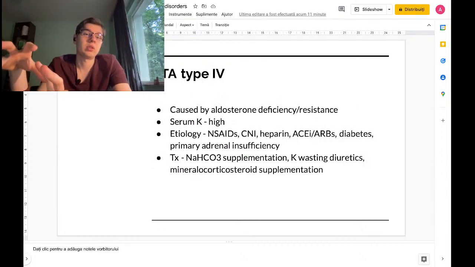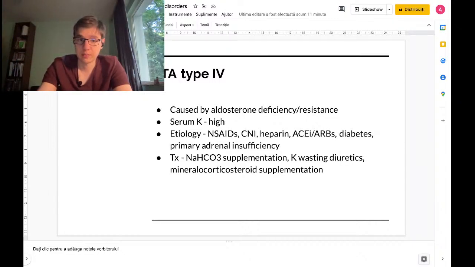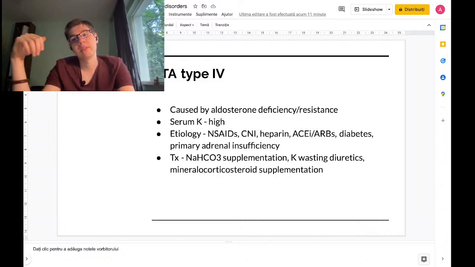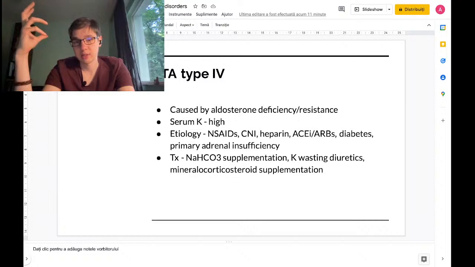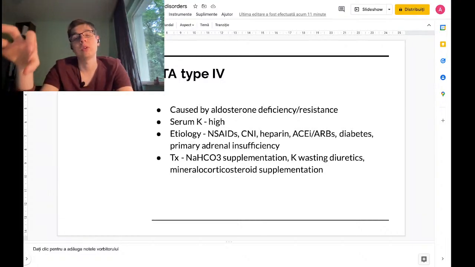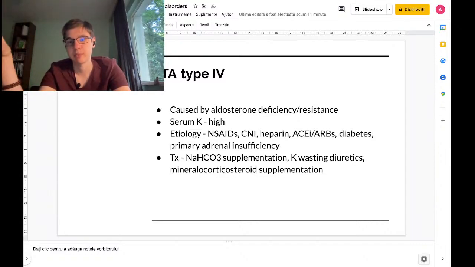So let's talk a bit about RTA type 4. It is caused by aldosterone deficiency or resistance. The serum potassium is high, and this is what caused the peaked T waves, the prolonged P waves, the prolonged QRSs. Okay, the etiology, indeed, we can have NSAIDs, we can have heparin or low molecular weight heparin. The patient already was on an ACE inhibitor, so this is the interaction between the ACE inhibitors as well as heparin led to RTA type 4.